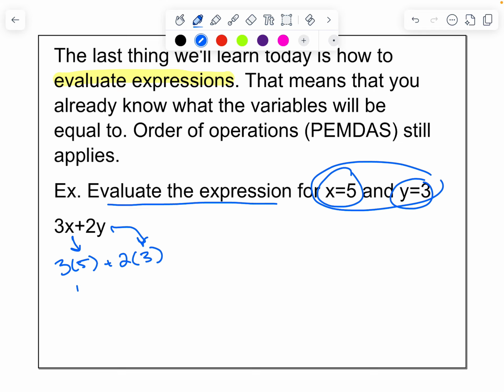Now 3 times 5 is 15. Using PEMDAS, we need to do our multiplication. 2 times 3 is 6. 15 plus 6 is 21. This we could sub directly into the calculator. And we could also get this. Now, in the calculator, again, it's very important that when you evaluate, you sub things in using parentheses.